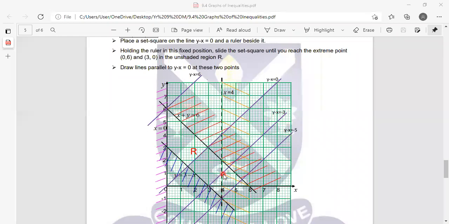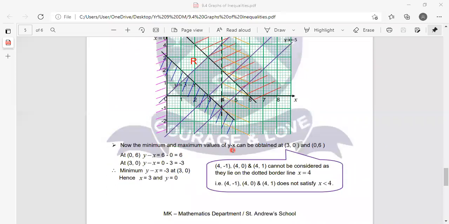Because they are on the dotted line, they cannot be considered in this case. So once you've identified (3, 0) and (0, 6), I can find the minimum value of y minus x using these 2 points. Let's find y minus x at (3, 0) and (0, 6). At (0, 6), y is 6 minus x, which is 0, I get 6. At (3, 0), y minus x would be 0 minus 3. You're just substituting the values of x and y in y minus x. You get -3. You see, this is the maximum value, 6, and this is the minimum.